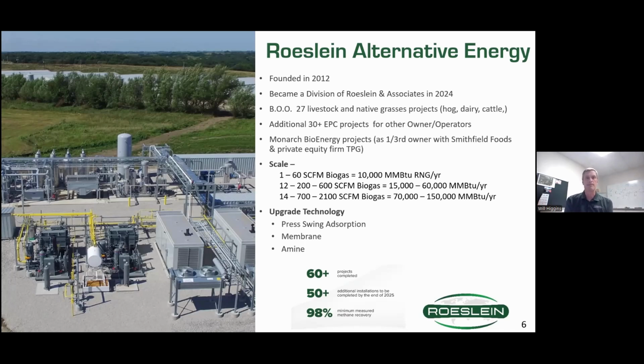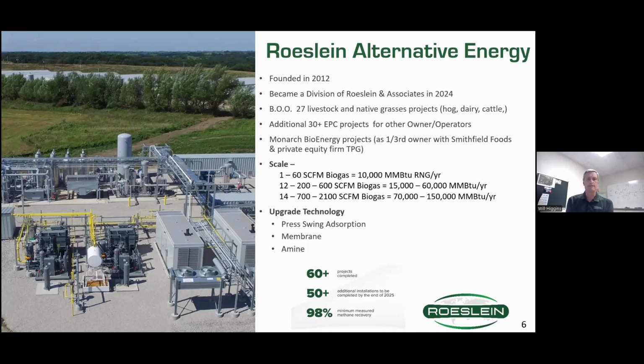We are also a part owner in what's called Monarch Bioenergy, and our other owners are Smithfield Foods and a private equity firm called TPG. So we have roughly 18 projects through the Monarch Bioenergy consortium. And then just a little bit about scale.